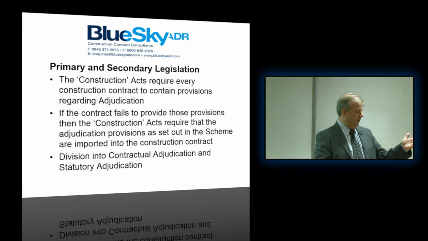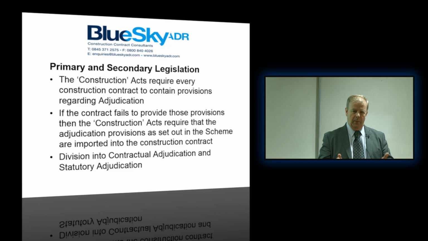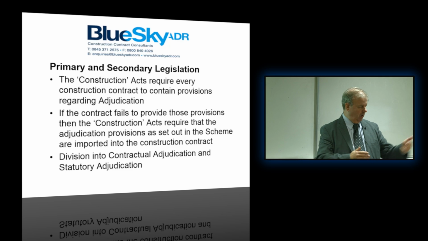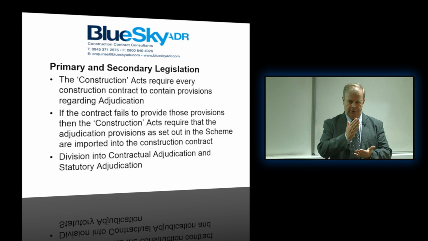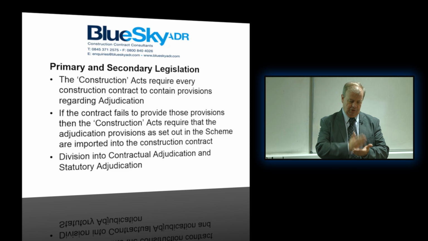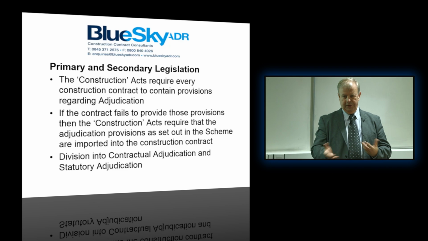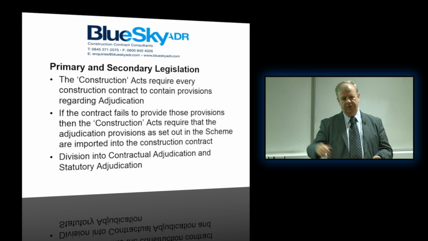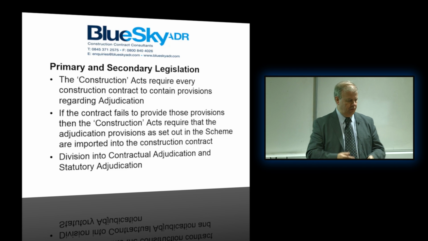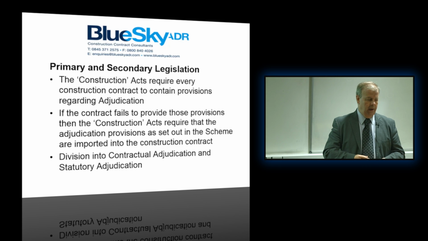So that's really what I've just said. Now, what you've got to remember also, and I'll recap, is that the Construction Act requires every construction contract in the UK to have adjudication provisions. If the contract doesn't have adjudication provisions, or doesn't have compliant adjudication provisions, the Scheme comes into play. So you can't escape the statutory nature of adjudication in the UK.